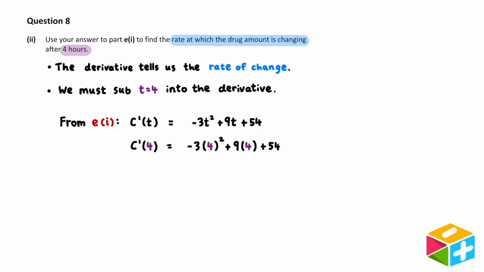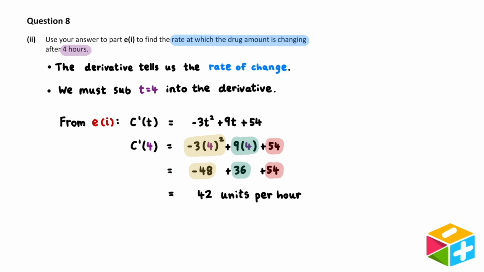This gives us minus 3 times 4 squared plus 9 times 4 plus 54. This simplifies to minus 48 plus 36 plus 54. Performing this calculation gives us our final answer of 42 units per hour.